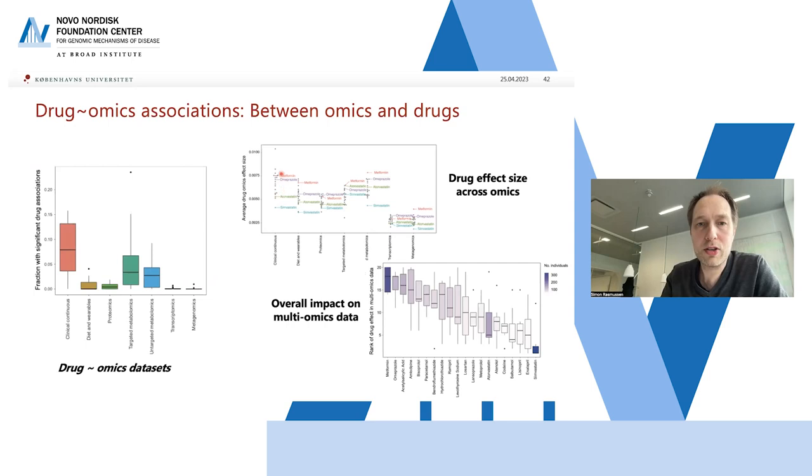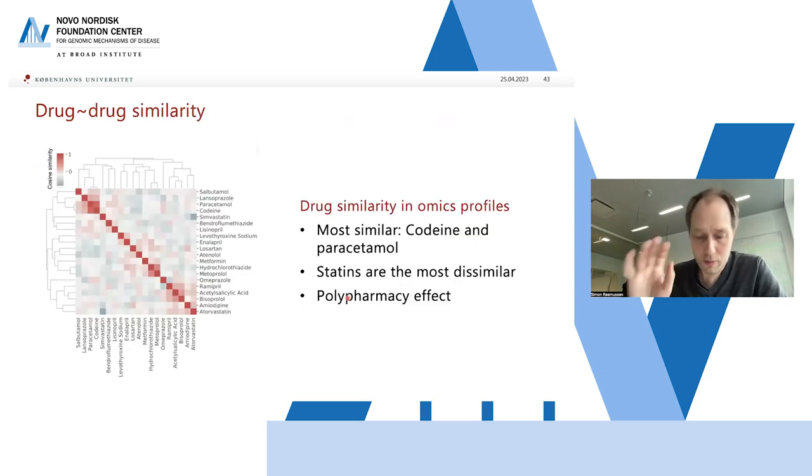We can look here at individual drugs, what's the average effect size across the data sets, and we can also rank them and see which ones are the most similar or have the biggest effect. And I just wanted to show this one here, which is how similar the perturbation of a drug is to a perturbation of another drug in this omic space. Here we see how similar they are, for instance, paracetamol and codeine are the most similar ones.